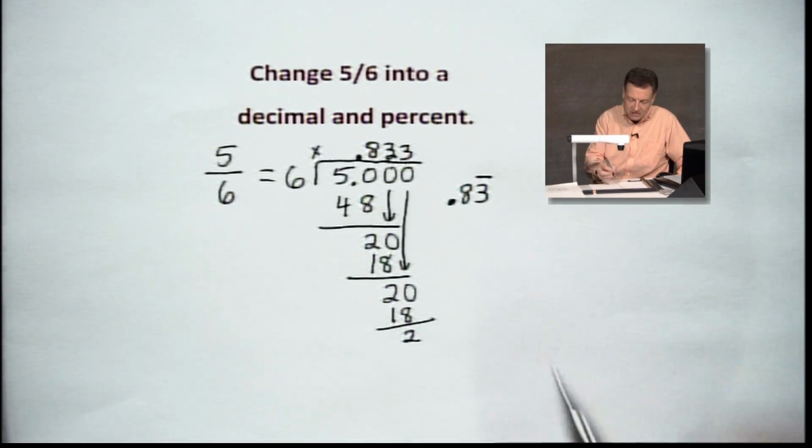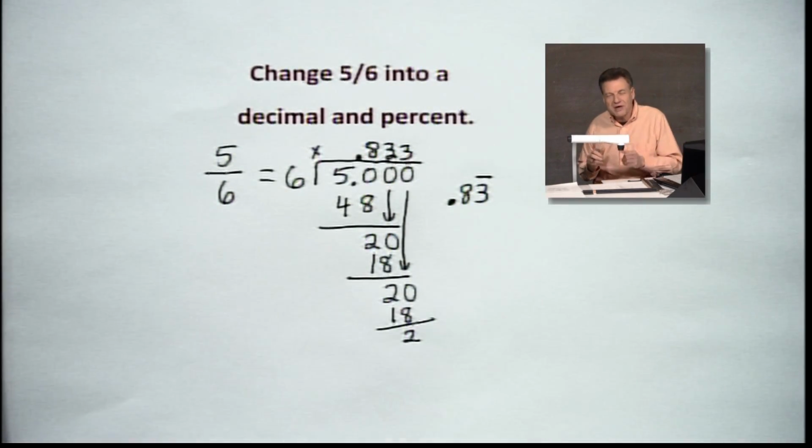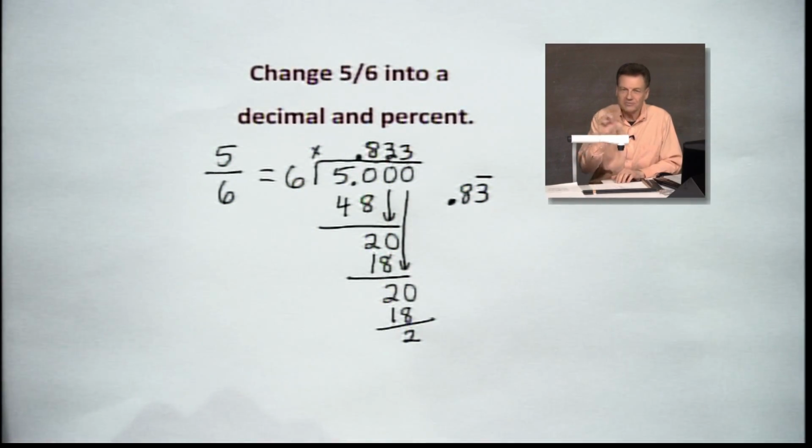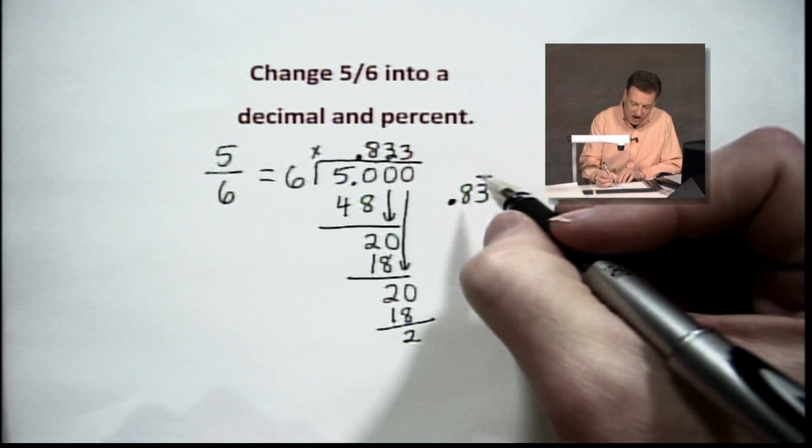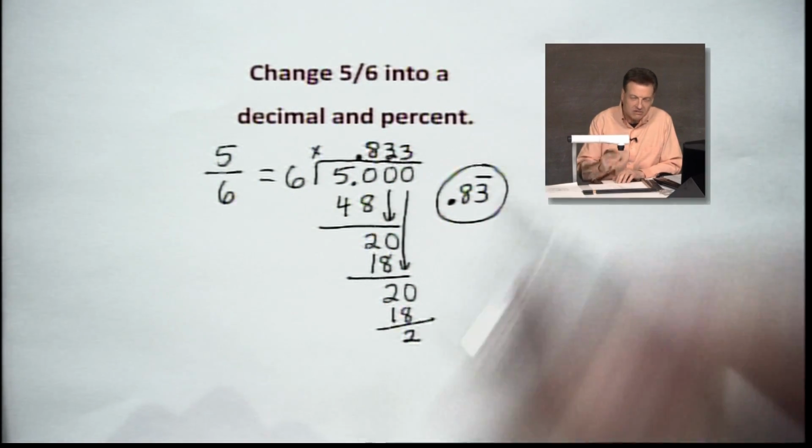So you do not want to put the bar over the 8, because what that would mean would be a decimal point and then 83, 83, 83, 83. That's what that would mean. This is all about the 3. The 3 is the only thing that's repeating. So there, my friends, is your decimal part.